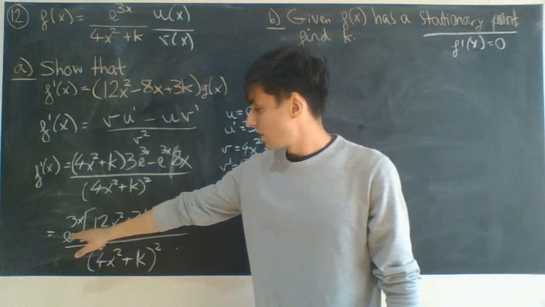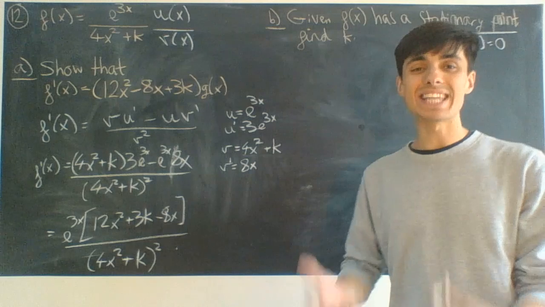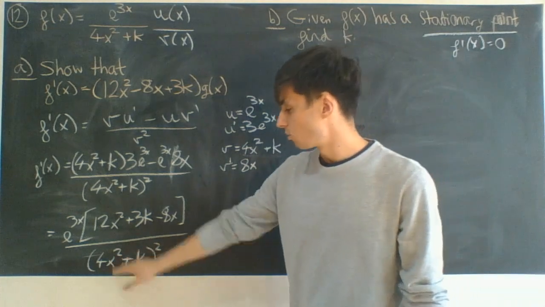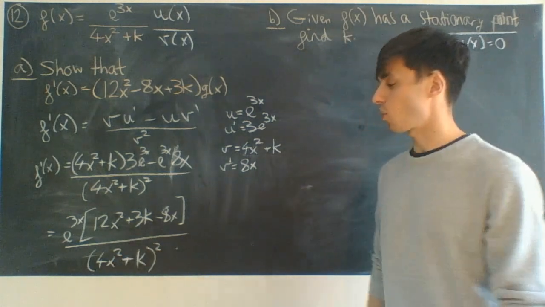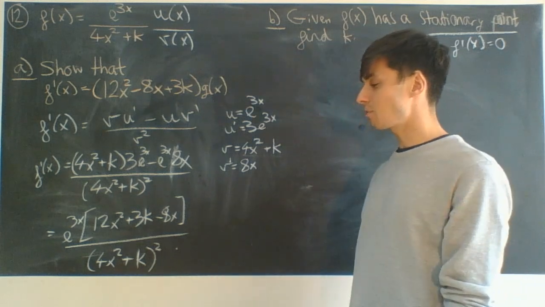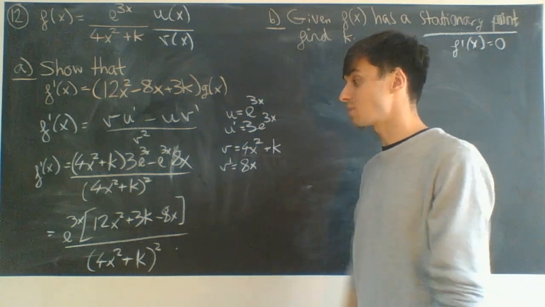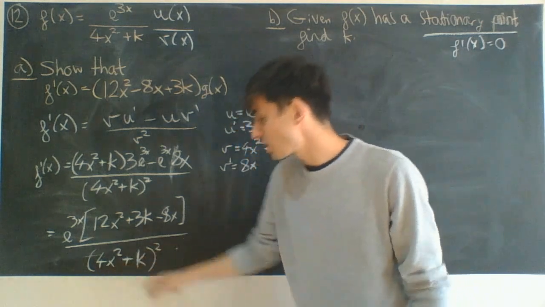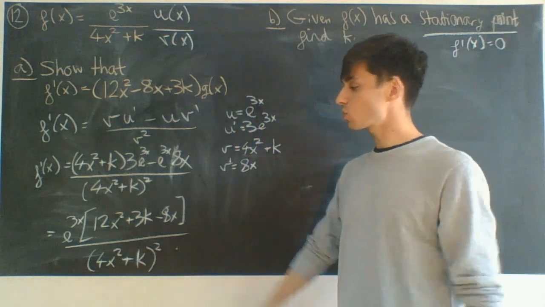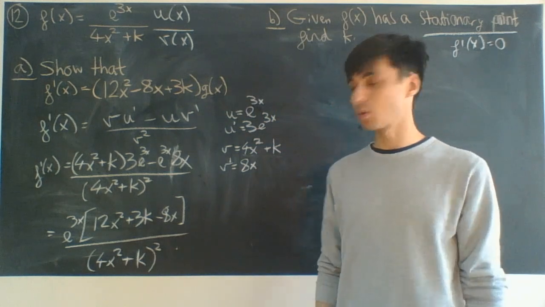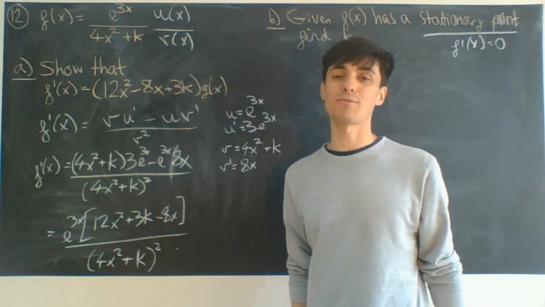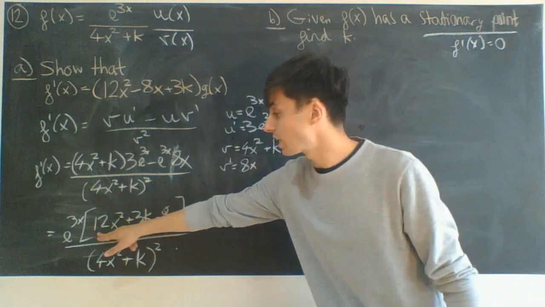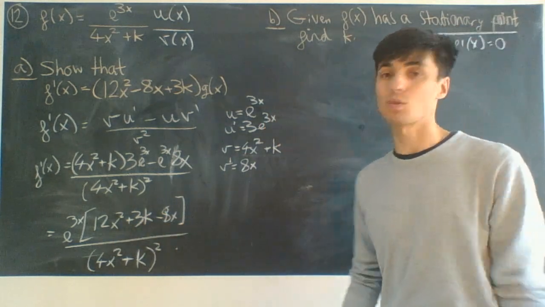Well, e to the 3x can never be equal to 0, so we can completely forget about that. For 4x squared plus k all squared, that's on the bottom of our fraction, so for it to give us a 0 in our function, it would need to be infinitely large. So we don't need to worry about this, we can just forget about it. What we should be thinking about though is this part. This is what really concerns us for when f dash of x equals 0.